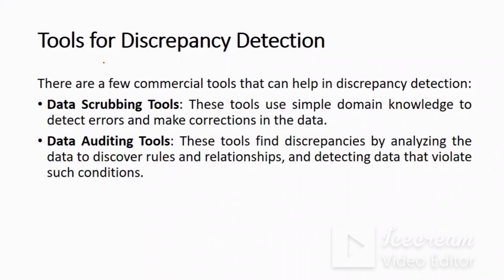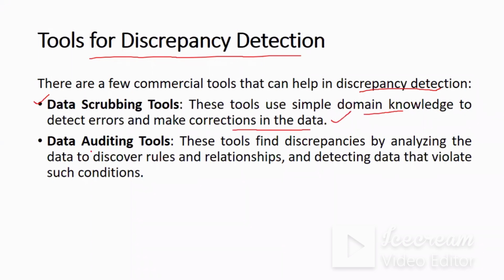Now coming to the tools that are going to be used for discrepancy detection. There are a few tools that are going to help in discrepancy detection. Number one is data scrubbing tools. These tools use simple domain knowledge to detect errors and make corrections. Depending on the domain knowledge, they are going to correct the errors.